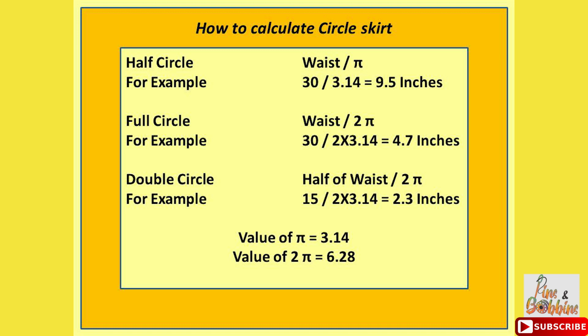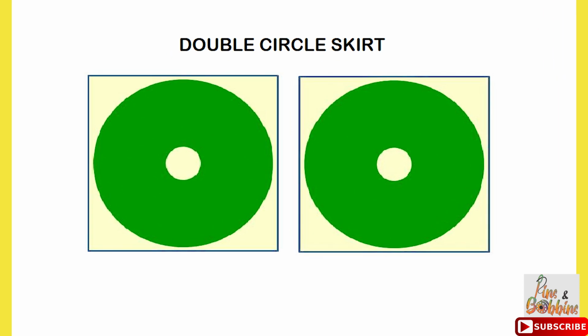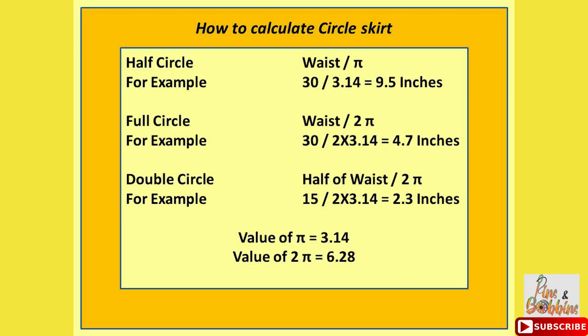Now let's talk about the two circle or double circle skirt. For these skirts, we need to divide our waist measurement in half, because we are making two circles for the waist, one full circle for the front and one full circle for the back. So half of our waist divided by 2 pi.